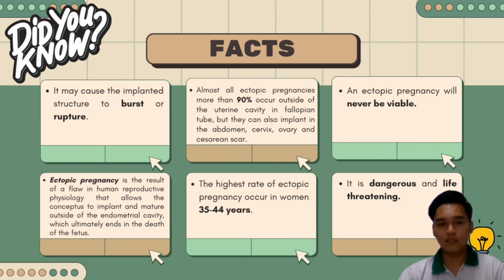The highest rate of ectopic pregnancy occurs in women 35 to 44 years old. Furthermore, an ectopic pregnancy is 4 to 8 times more likely to occur in pregnant women over 35. Women over 35 years old are more likely to experience pregnancy-related issues. And lastly, it is dangerous and life-threatening. The fallopian tube may become completely detached due to an ectopic pregnancy. The ruptured tube may cause fatal hemorrhage if left untreated.